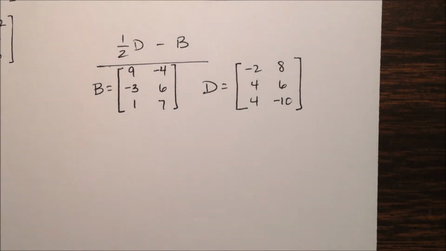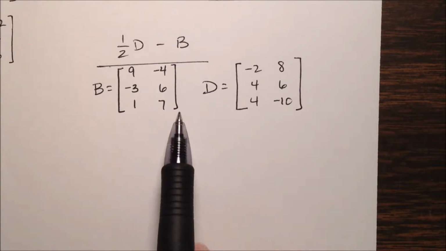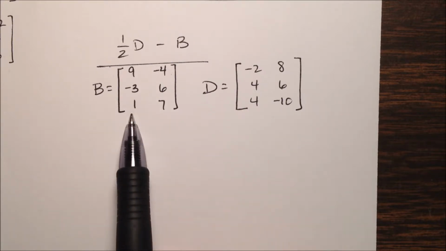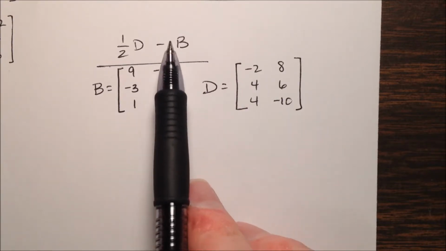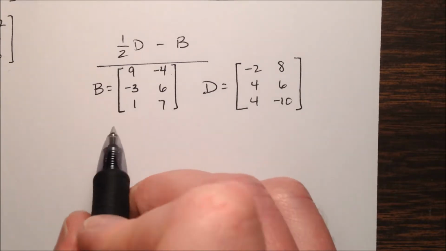In this problem, I'm going to evaluate the matrix expression 1/2 D minus B. So both my B and D matrices are the same dimensions. They're both 3 by 2. So I know that this subtraction is going to be defined. So let's go ahead and write this out.